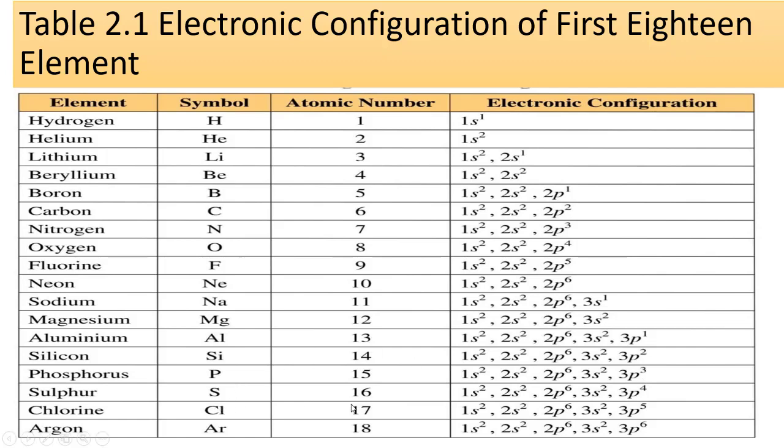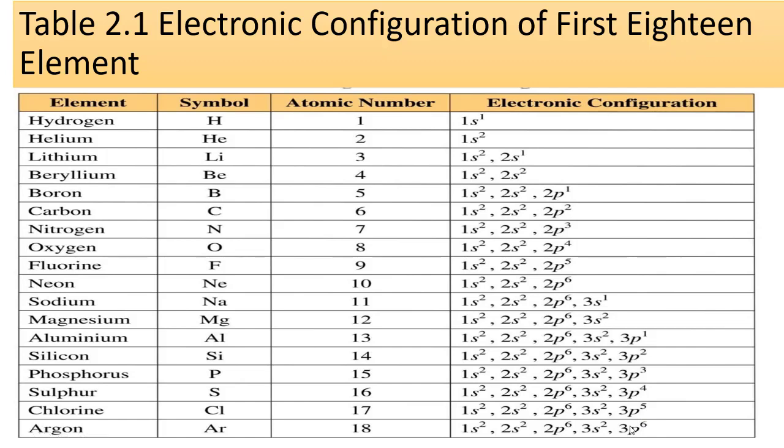Sulfur, S, atomic number 16. 1s2, 2s2, 2p6, 3s2, and remaining 4 electrons will be filled in 3p subshell. Next is the chlorine, atomic number 17. 1s2, 2s2, 2p6, 3s2, and remaining 5 electrons will fill in 3p subshell. And the last one is argon, Ar symbol, atomic number 18. Electronic configuration will be 1s2, 2s2, 2p6, 3s2, and remaining 6 electrons will be filled in 3p orbital.